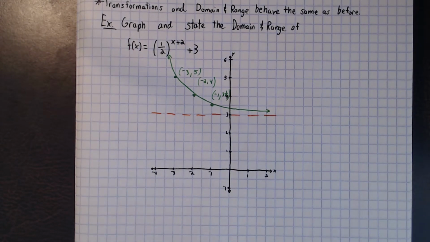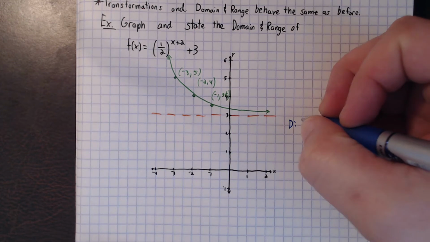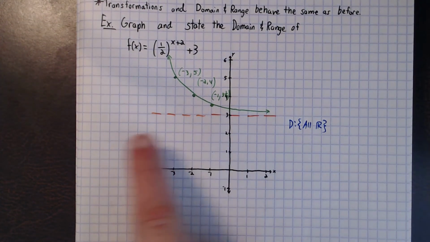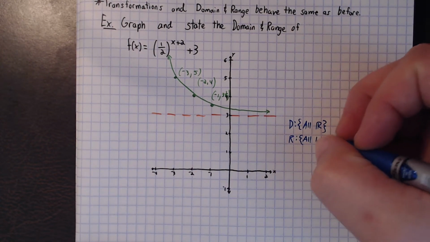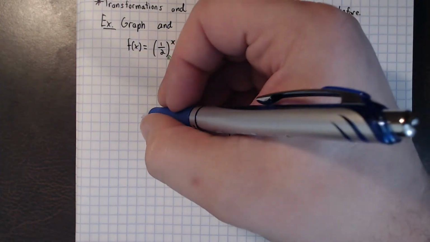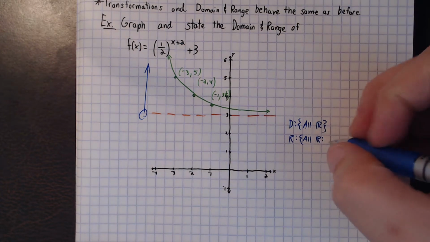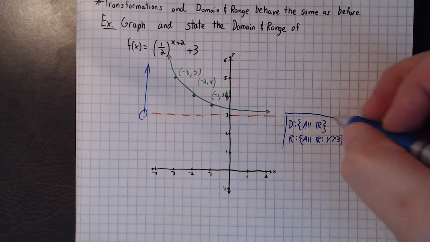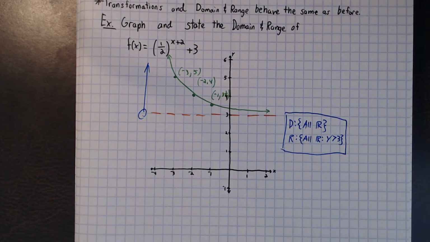Okay, as far as our domain and range goes, right, our domain is still going to be all real numbers. Right, we can plug anything we want in going left and right. The range is where our restriction comes in. We have all real as long as it looks like y has to be bigger than 3. Y must be greater than 3. Okay, so there's our domain and range for exponential decay.